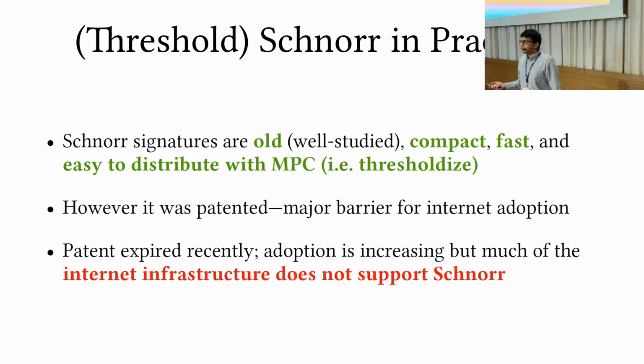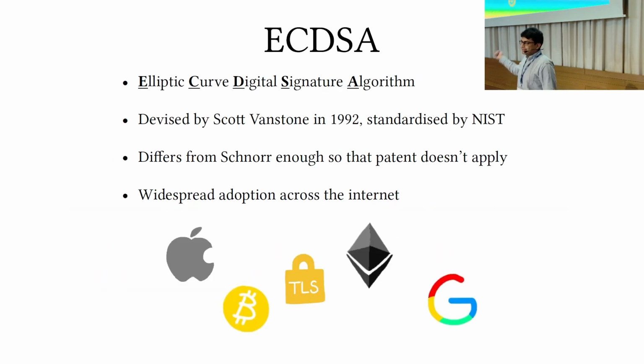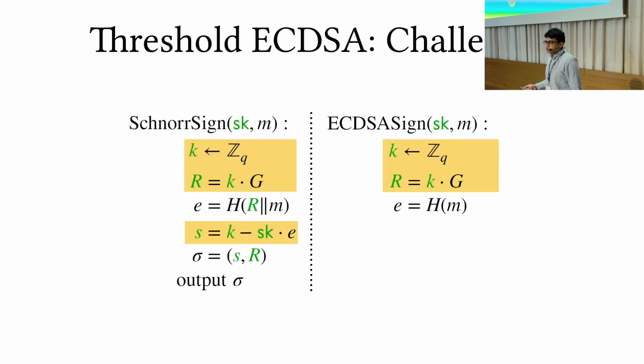But the fact that it was patented early on has been a barrier to its adoption. So while the internet infrastructure that we have is increasingly supporting Schnorr signatures, at the moment, ECDSA, which is the subject of this talk, is more widely supported, to my knowledge. So ECDSA was standardized a while ago, and the point is that it differs from Schnorr just enough so that the patent that stops Schnorr doesn't apply to ECDSA. And this has meant that there's been widespread adoption across the internet. But unfortunately, this has led to some problems for us when we're designing MPC protocols for ECDSA.